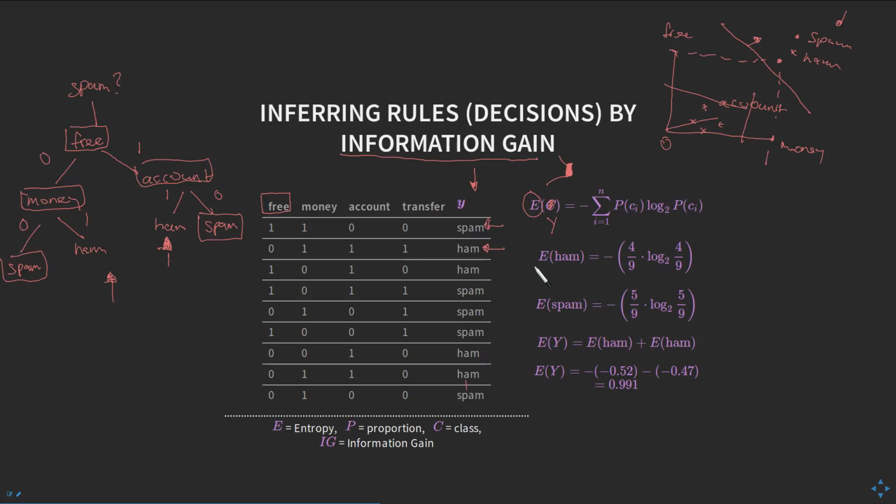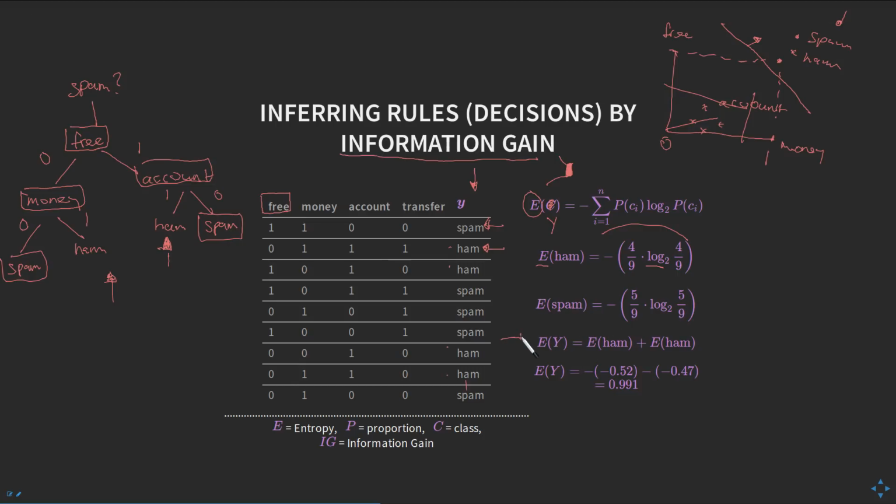So if we calculate the entropy for ham individually, this will look like this. There are 4 instances of ham in our data set, if you can see here. So 4 times ham, and our total data set is 9 instances, so this will be 4 over 9. Then for the second part, we take the logarithm with base 2 of 4 over 9. We multiply these, and this is the entropy for ham. We can do the same for spam. Now we have 5 spam instances, so it's exactly the same: 5 over 9 logarithm, and then we get the entropy for spam.